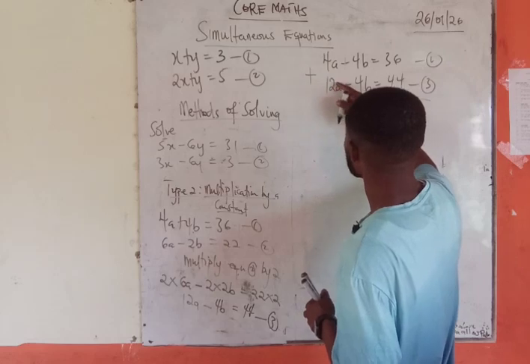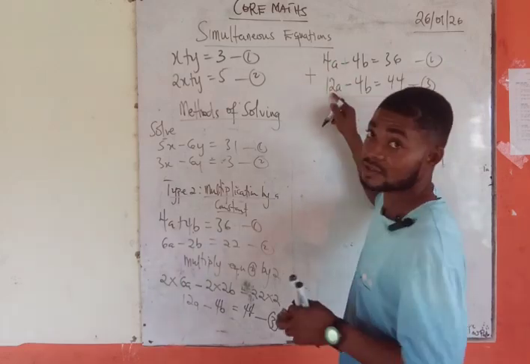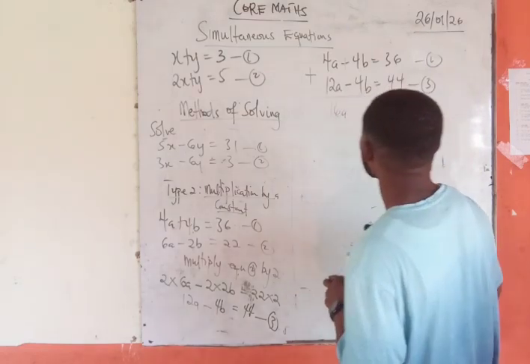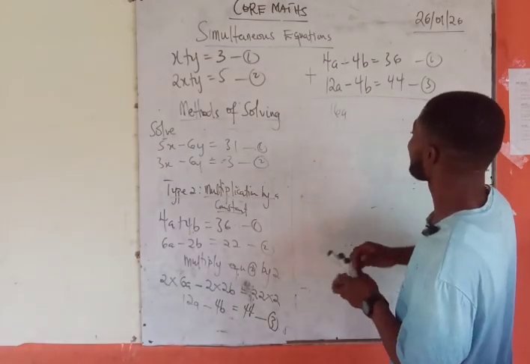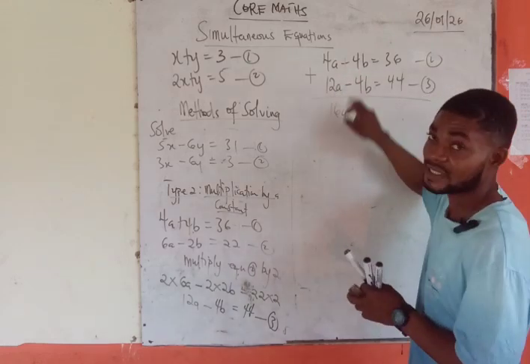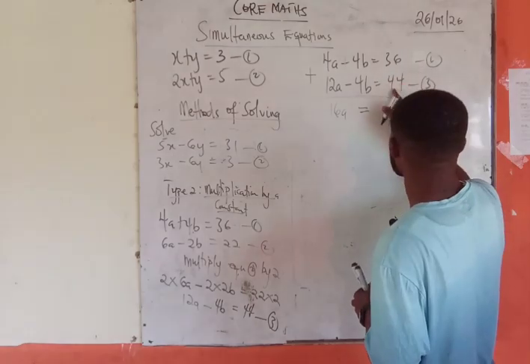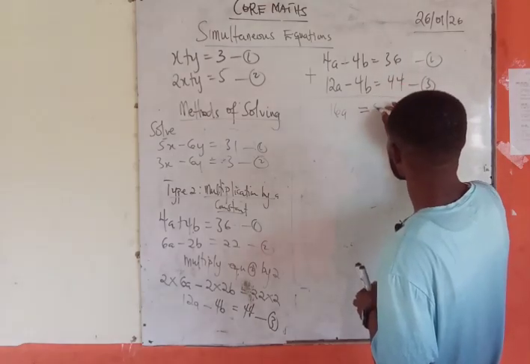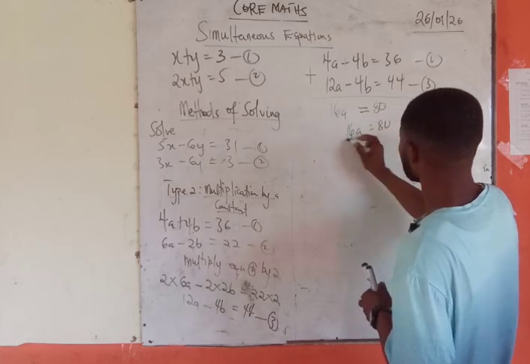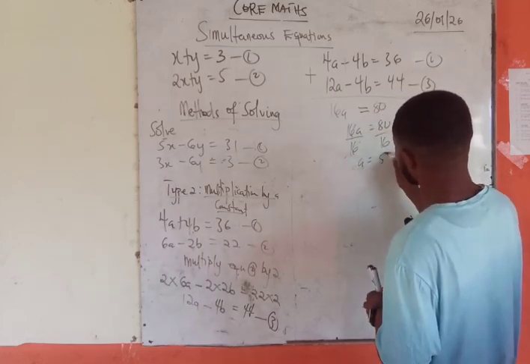4a plus 12a, that should give us 16a. And then negative 4b: 4b plus negative 4b, that will be 4b minus 4b, giving us 0. Then 36 plus 44, that should give us 80. 16a is equal to 80. Divide here by 16, here by 16. a is equal to 5.